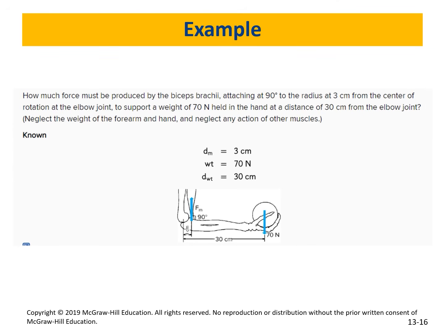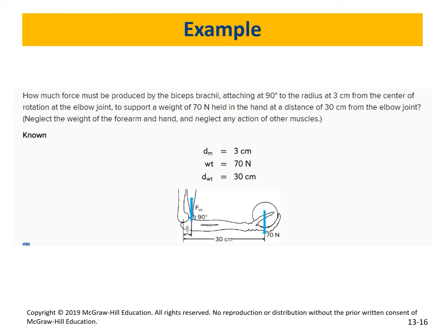How much force must be produced by the biceps brachii attaching at 90 degrees at a radius of 3 centimeters from the center of rotation? Remember, you need to have everything in meters, because you're doing newtons. And to support a 70 Newton weight held in the hand. And remember, that means that if you are at equilibrium, the summation of moments is equal to 0. Does it make sense? So try to solve this, and I'll give you a couple of minutes.